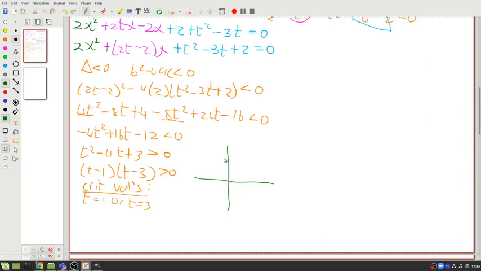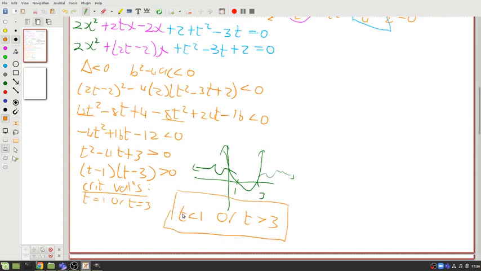Oh, that's not right. Sort of like that. At 1 and at 3. And we want to know, where is this parabola bigger than the x-axis? So that'll be all of those values and all of those values, which means t is less than 1 or t is greater than 3, and that is our answer.